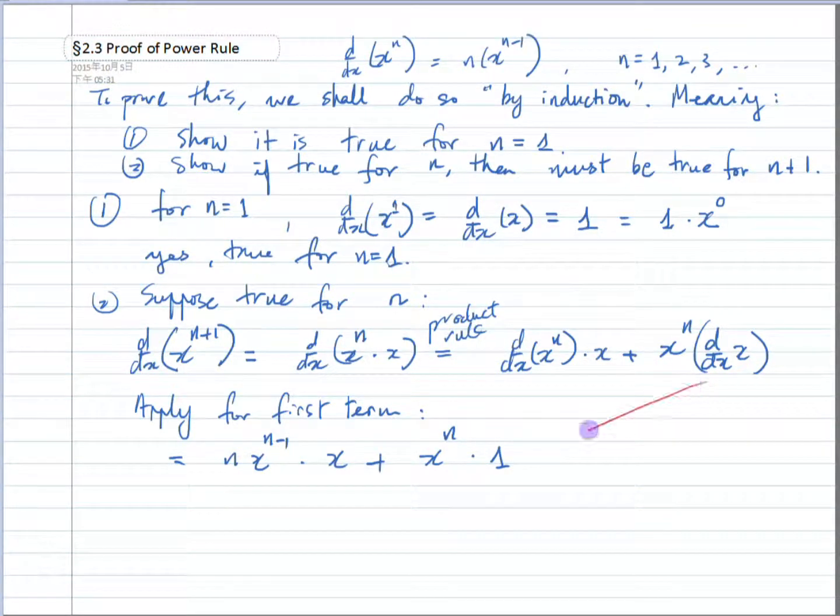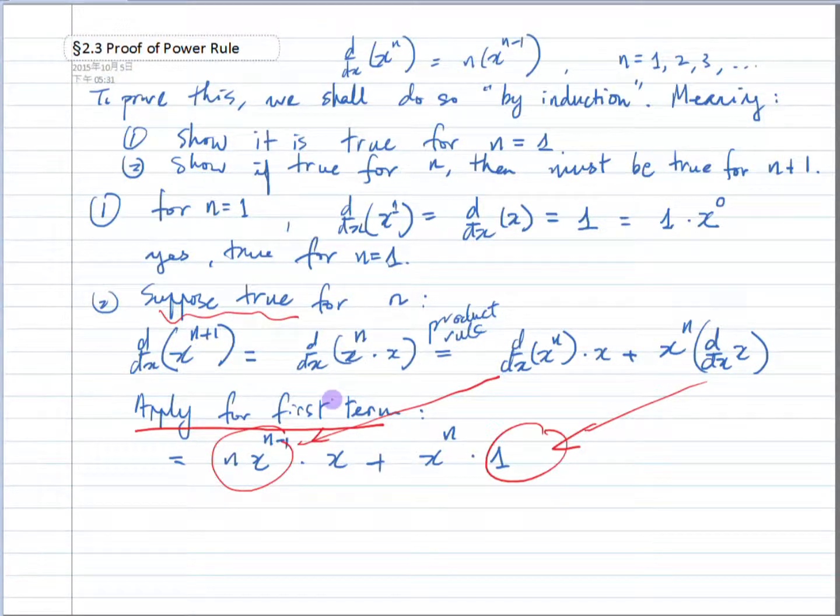Right? So be careful, this 1 comes from the derivative of x with respect to x, whereas this comes from the derivative of x to the power n when we apply, because we have supposed that it is true. So therefore we can apply the rule for this first term. And now you're going to see that when tidied up, this gives us what we want. And this is n plus 1 times x to the power of n. And this is the formula when we substitute n plus 1 into the power rule, right?